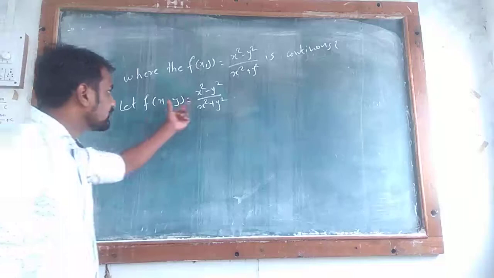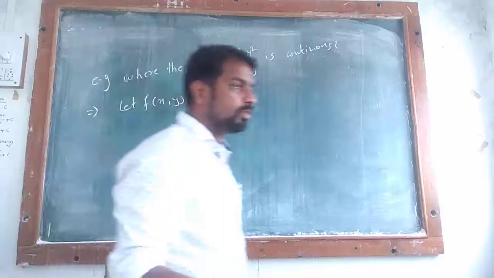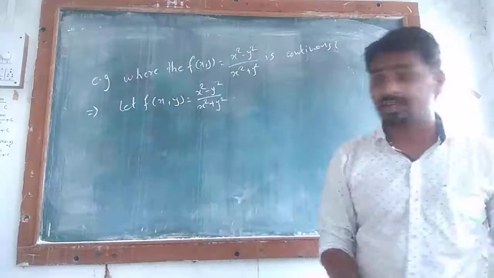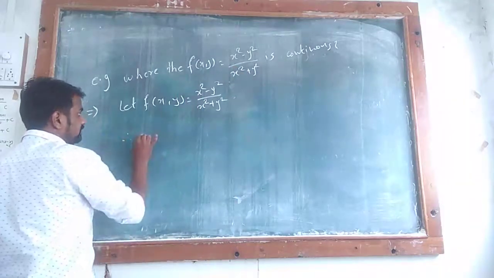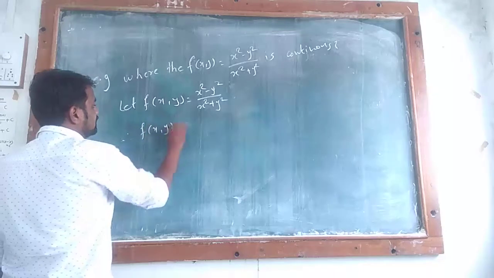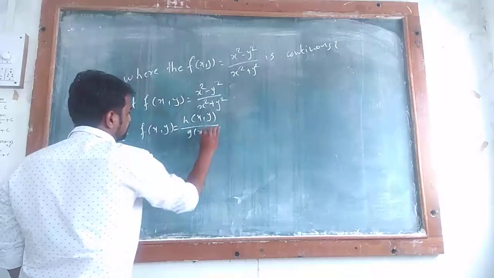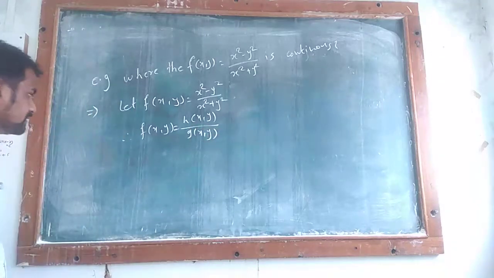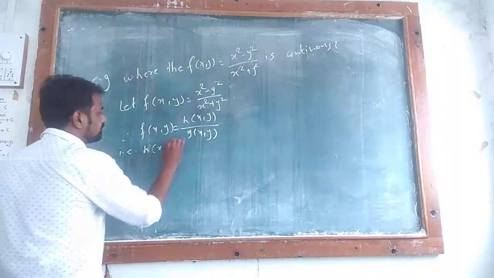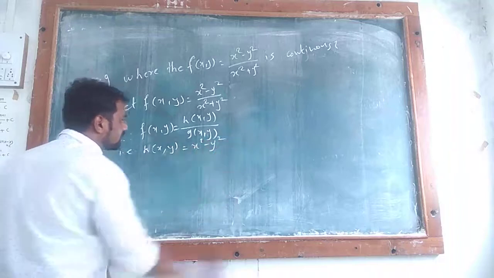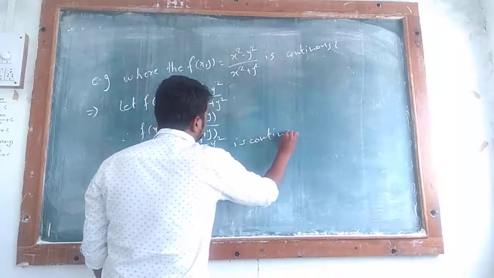We know that f of xy is a rational function of two polynomials, and we know that a polynomial function is always continuous. Therefore, here f of xy is equal to h of xy upon g of xy, that is h of xy is equal to x square minus y square, but this is a polynomial function, it's always continuous.